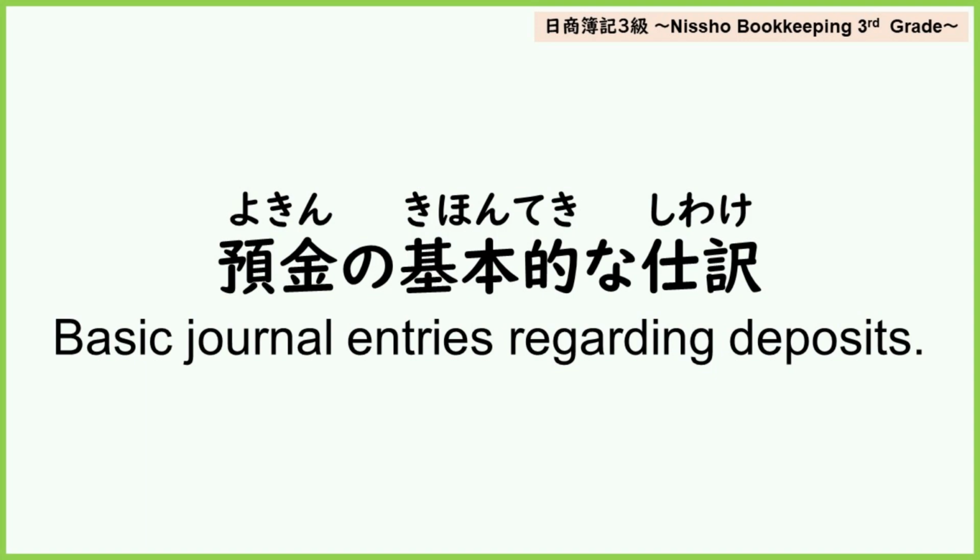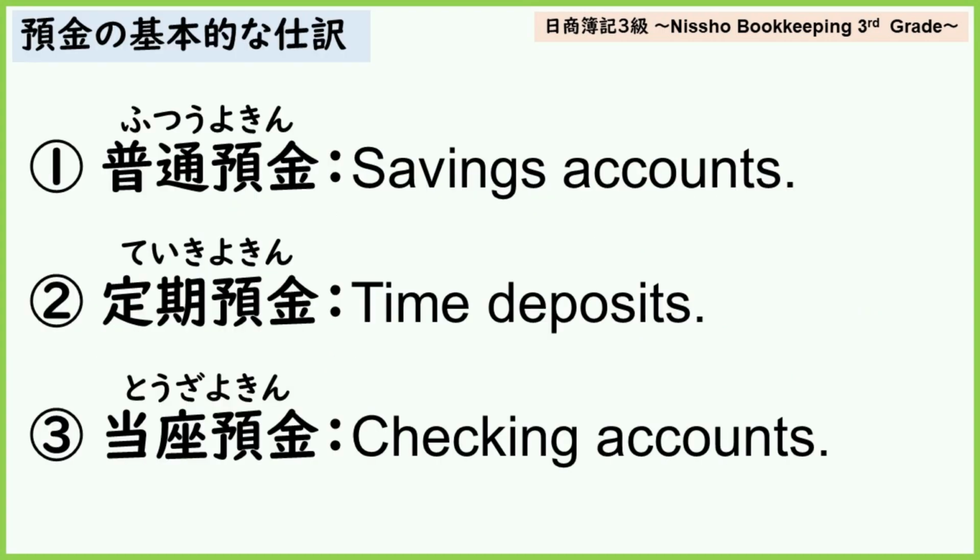The first content. Basic journal entries regarding deposits. In bookkeeping, there are three types of deposit accounts to learn about. All of them fall under the asset category. Savings accounts, time deposits, checking accounts. I'll briefly explain each of them.